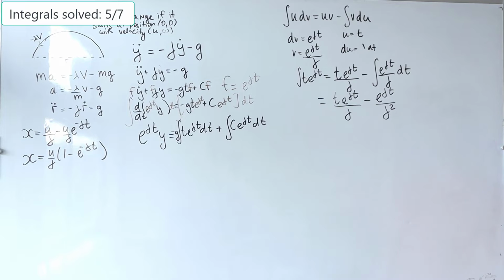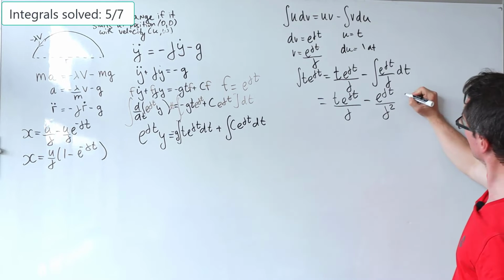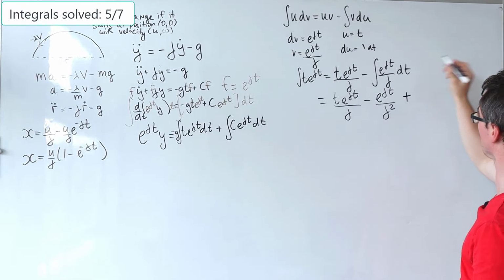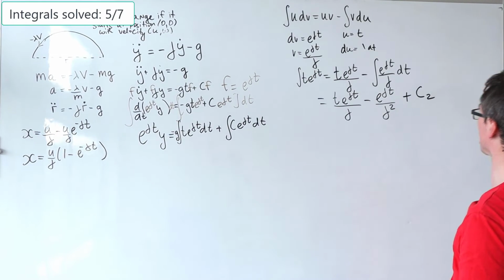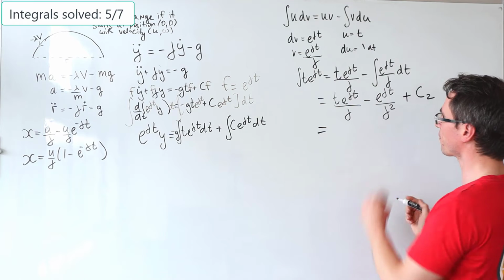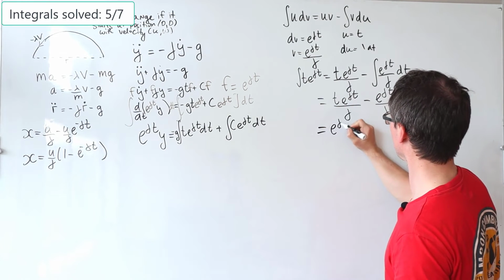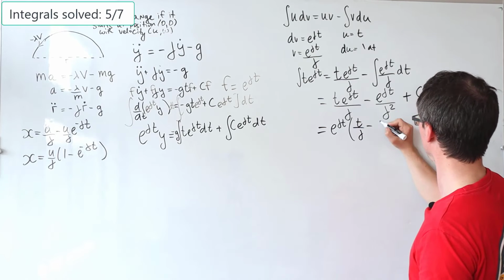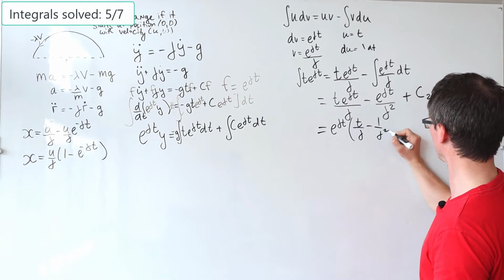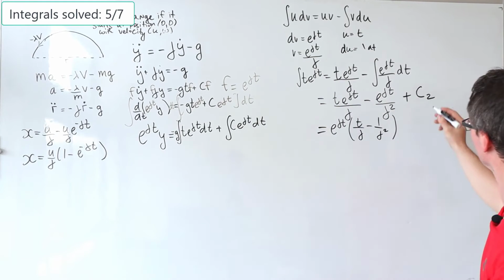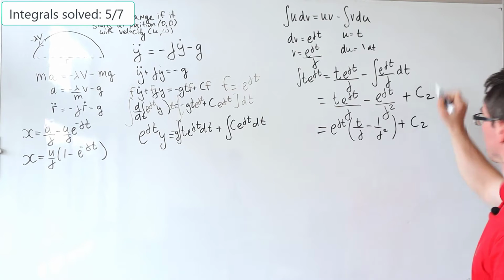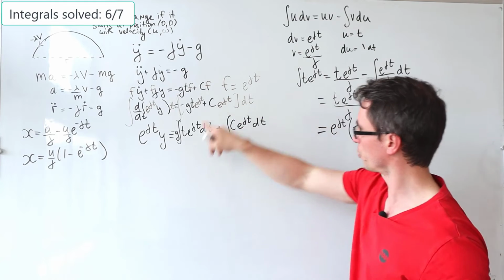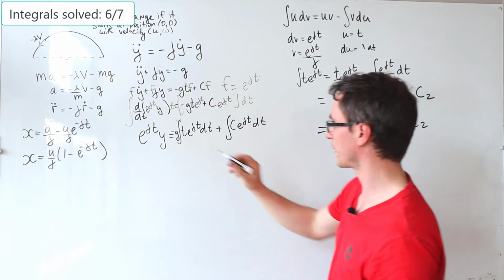We get yet another factor, and I will try not to forget my constant of integration. Let's see, shall we just call it C2? I could even factor out e to the gamma t, and what do I get? t over gamma minus 1 over gamma squared plus C2. I think that's right. So what I'm going to do is bring it over on this side.